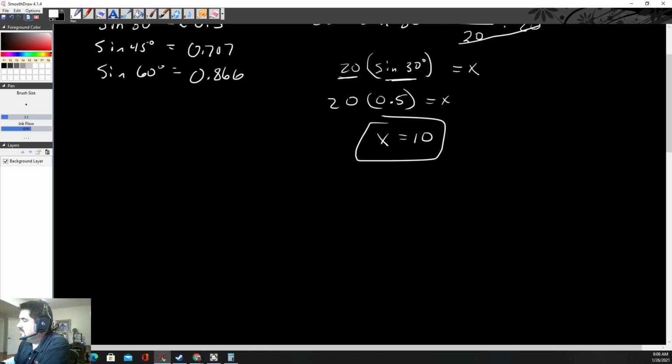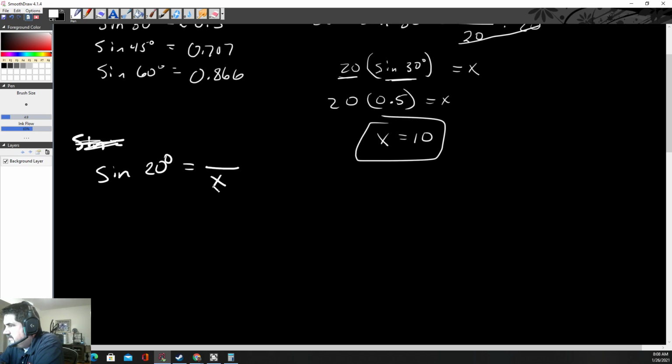Now, doing another one here, what if sine of, and somehow I got a little fatter here, brush size grew. So let's fix this. Sine of, let's do an odd, weird number, 20 degrees that you haven't seen yet, is equal to, and now we're going to put the x on the bottom. So what if the x is on the bottom? How does the algebra work there? And let's put a different number up here. Let's just put 30 right here.